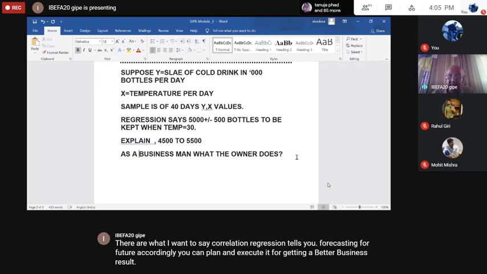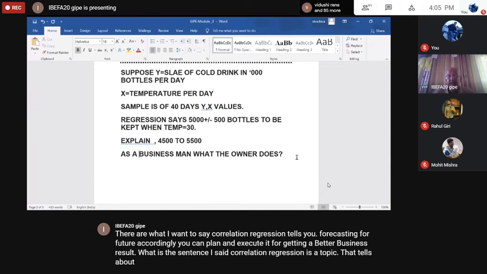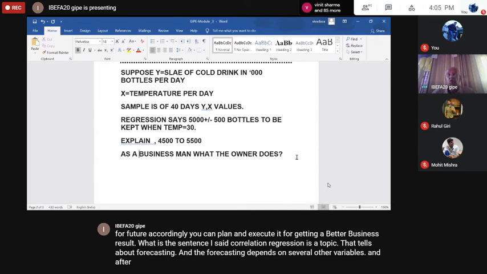What is the sentence I said? Correlation regression is a topic that tells about forecasting, and the forecasting depends on several other variables. And after forecasting, you can develop strategies to reach the better result.